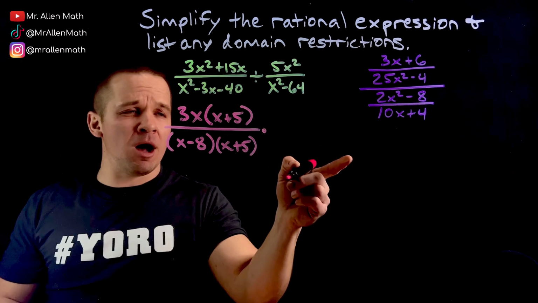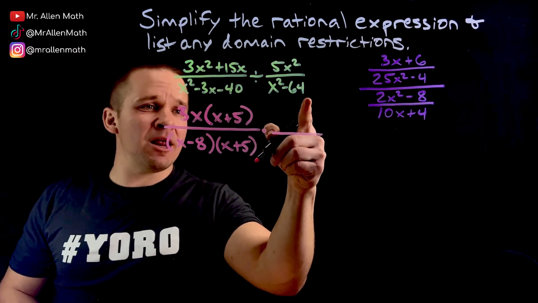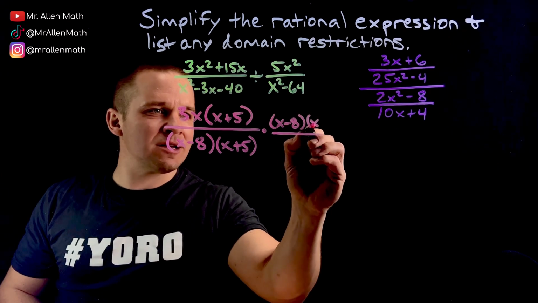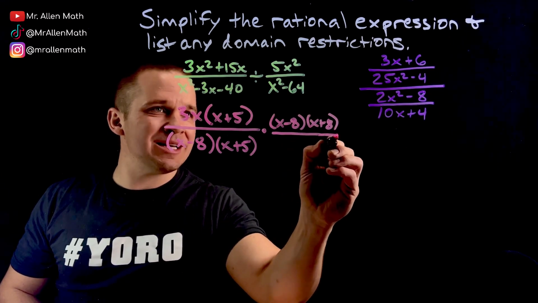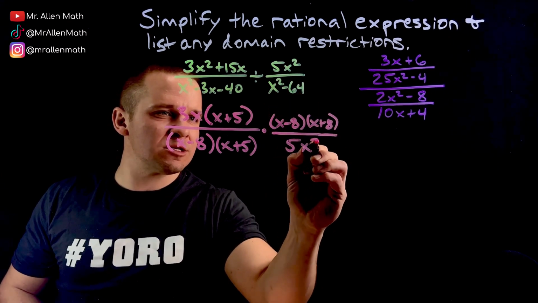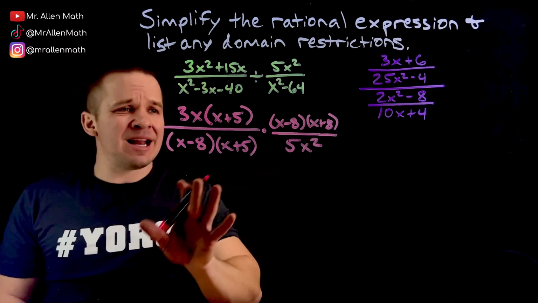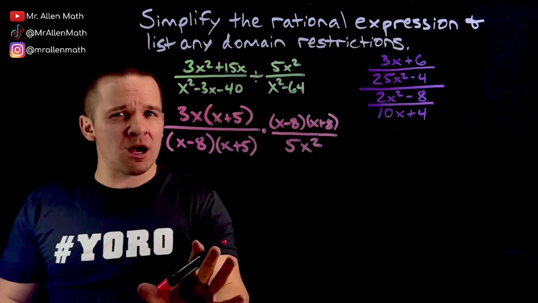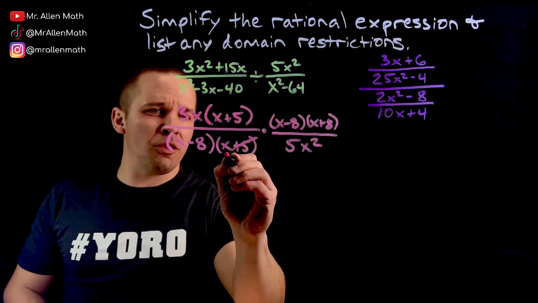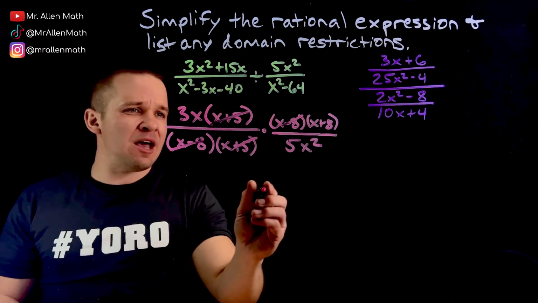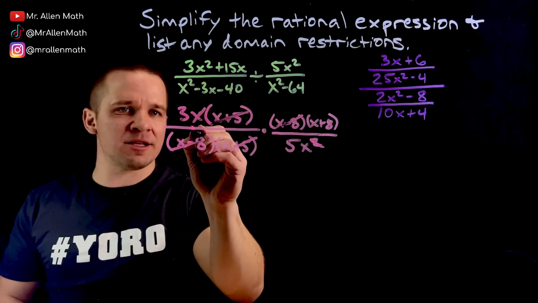Cool. Now when I multiply, this denominator is now going to be in my numerator. I'm going to have x minus 8 and x plus 8, and then in my denominator will be the 5x squared. Now I can do some cancellations, and then we're going to talk about domain restrictions here. So my x minus 8s will cancel out, and then it looks like we got an x that'll cancel out there and there.